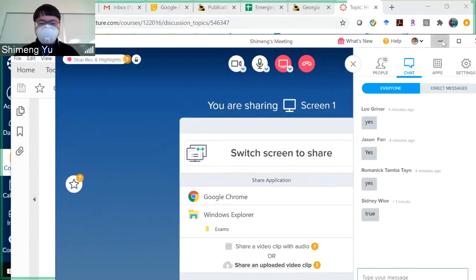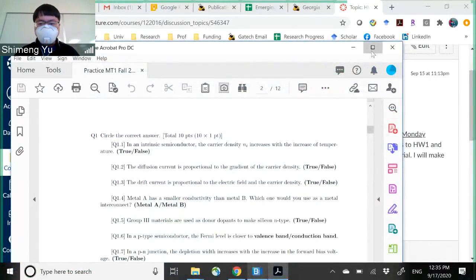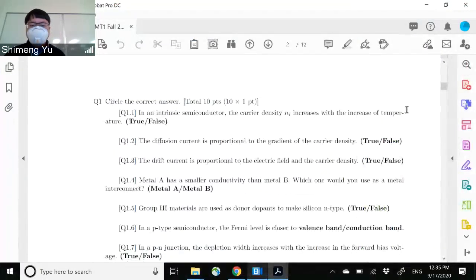In the intrinsic semiconductor, as we know, intrinsic means no doping, right? So the way to generate the carrier electron or hole is by thermal vibration. If you have higher temperature, then you will have more chances to break the bond, and then you will get more electrons or holes. And the electron density will equal the hole density in this case, and this is called Ni.